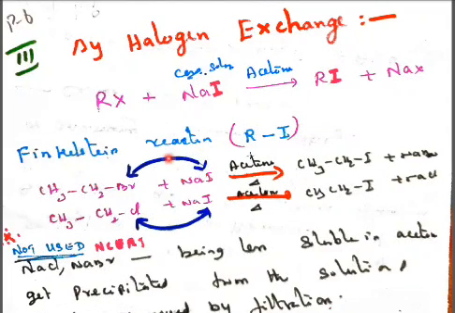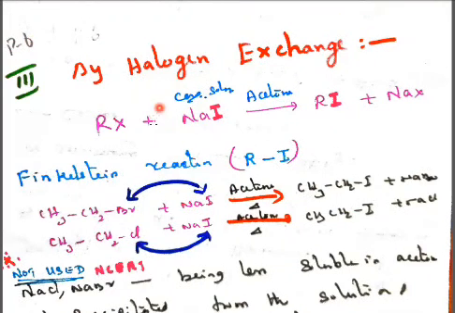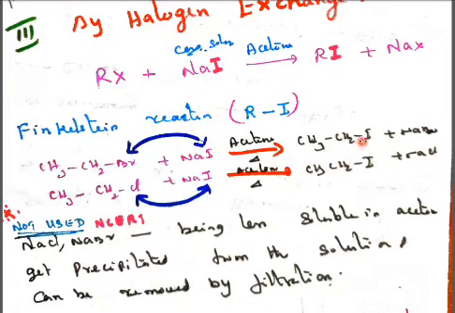In the Finkelstein reaction, iodoalkanes can be prepared. The best method is CH3CH2Br with sodium iodide in the presence of acetone, or CH3CH2Cl in the presence of NaI and acetone, heated. They exchange the halogens. Iodine comes to the position of bromine, and iodine comes to the position of chlorine. So that is called halogen exchange. In this, we get CH3CH2I, and the byproducts are sodium bromide and sodium chloride.